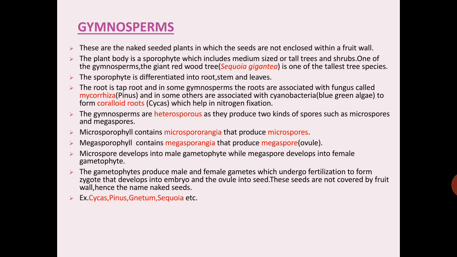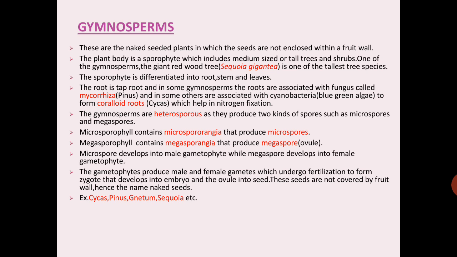The gymnosperms are heterosporous. Hetero means different. So different types of spores are present here, as they produce two kinds of spores, microspores and megaspores. Microsporophyll contains microsporangia that produce microspores. Megasporophyll contains megasporangia that produce megaspores. Microspore develops into the male gametophyte while megaspore develops into the female gametophyte.